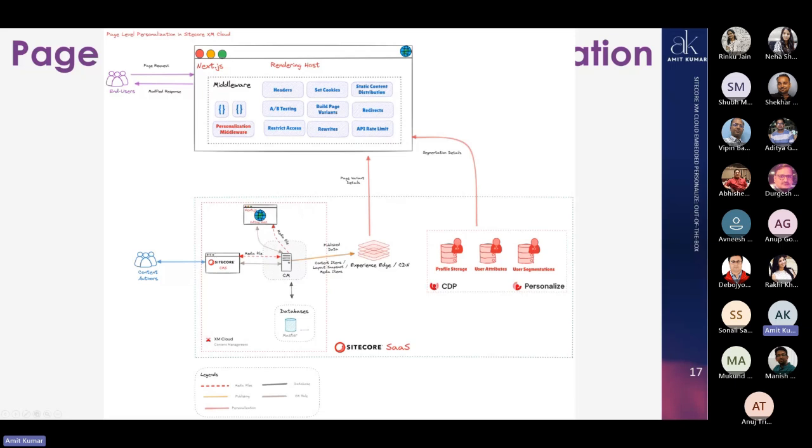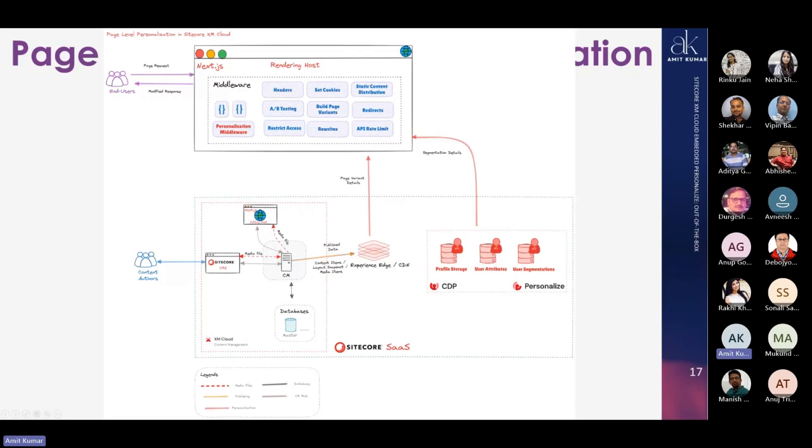In the same way, if you have a redirect or anything, you need to write it as a pipeline. So you can do this. Like I was explaining in the previous slide, the edge middleware, this is the personalization middleware which will do the magic, or you can say all the backend work, so that you can get the personalization content to the end user.